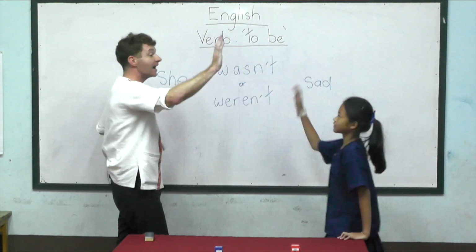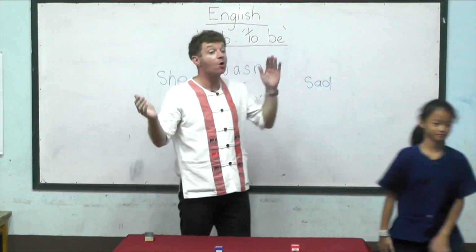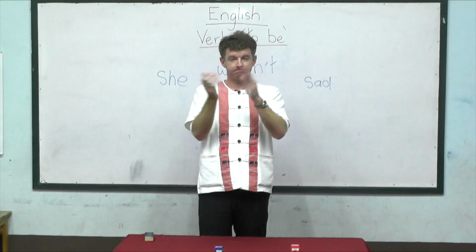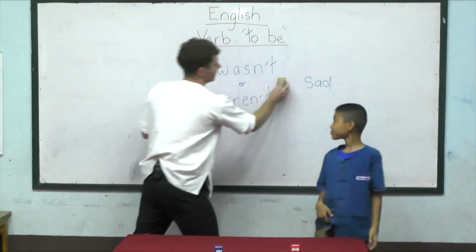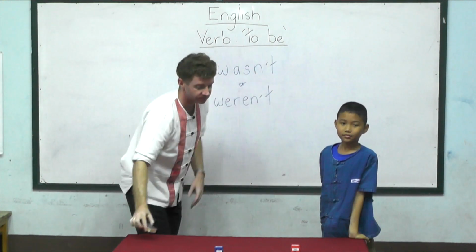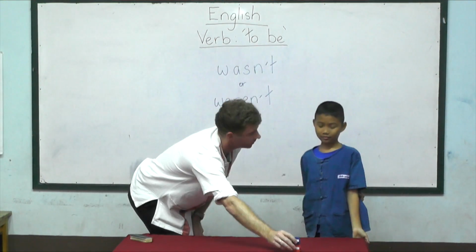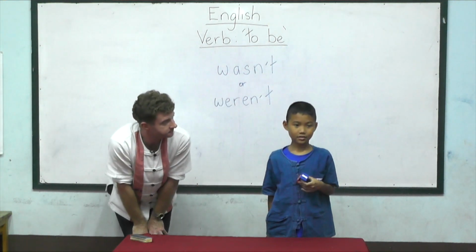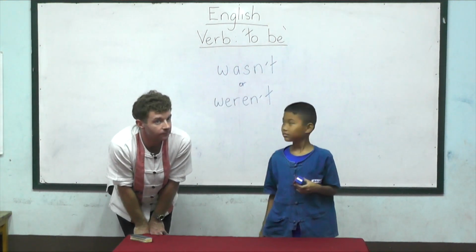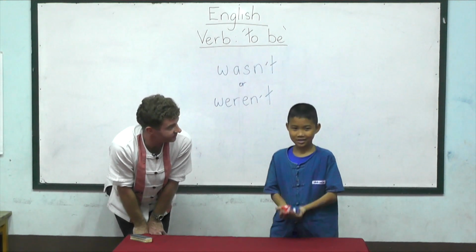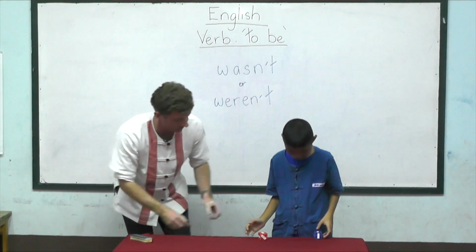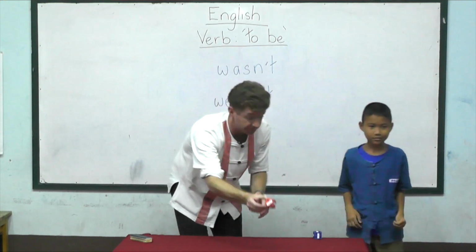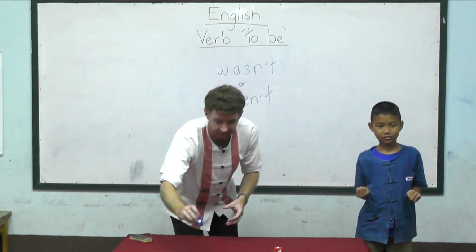Excellent, Dan. High five. Big round of applause. Let's get rid of the vocabulary she and sad, because now it's Bang Bon's turn to roll the dice. Try to keep them on the table. Okay, you can roll the dice. Excellent. Okay. Happy. I. Excellent.